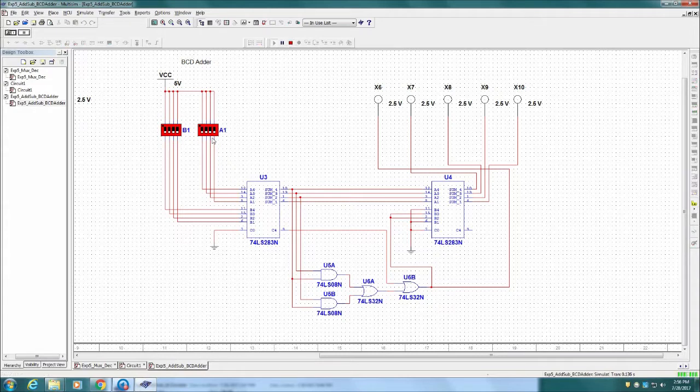1 plus 0 equals 1, 1 plus 1 equals 2, 9 plus 1 equals 1, 0, which is 10 in BCD. Now 9 plus 9 equals 1, 8, which is 18 in BCD. Similarly, we can check different input combinations.